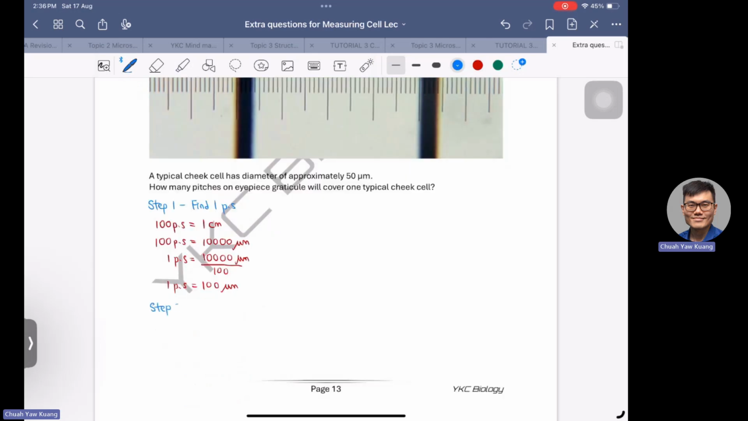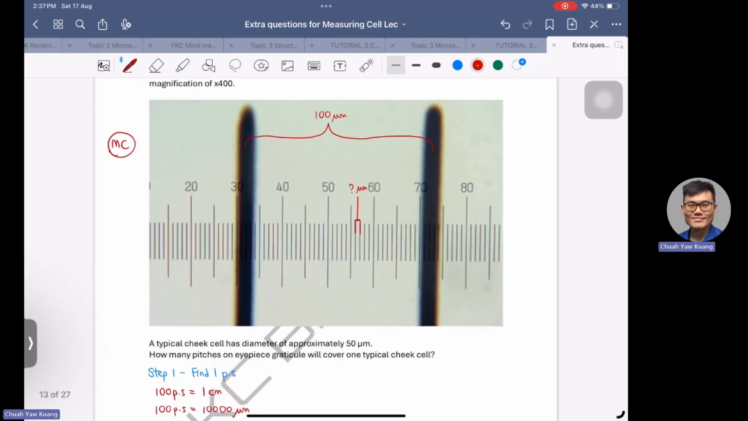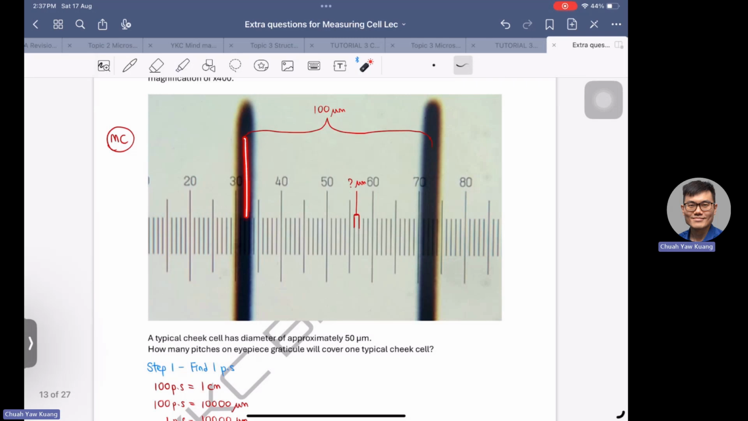Step number 2 is we have to find 1 pitch on the eyepiece reticule, meaning we want to find how many micrometer this 1 pitch on the eyepiece reticule equals. To find that out, we have to find the 2 overlapping lines between the stage micrometer and the eyepiece reticule. In the figure, there is no other choice. There are only 2 lines of the stage micrometer here, so we have to use these 2 lines.